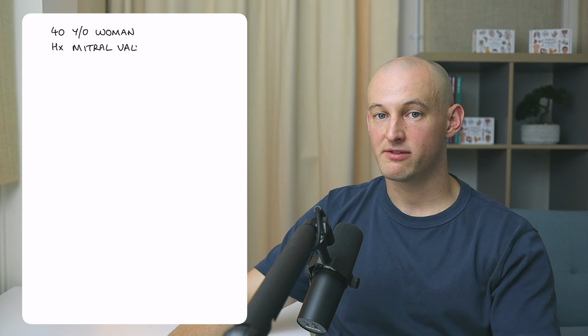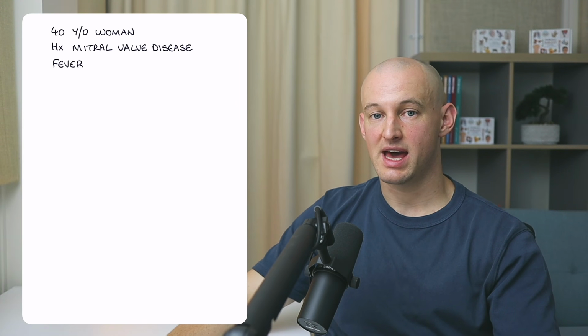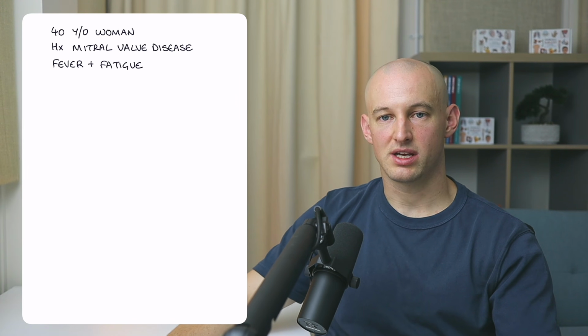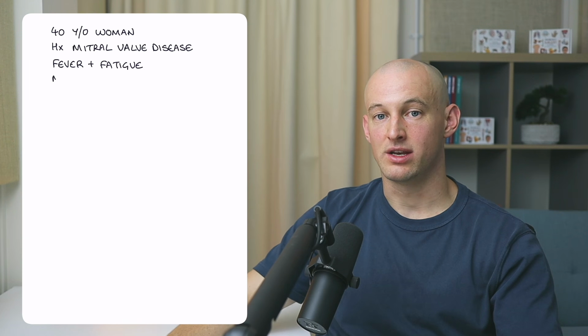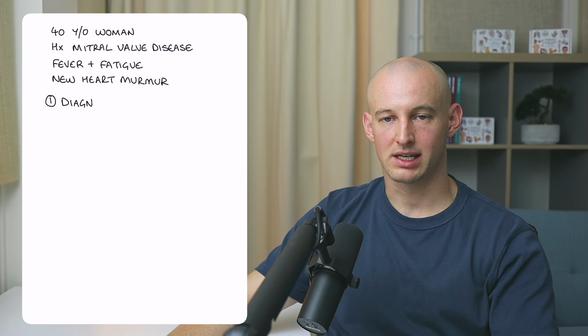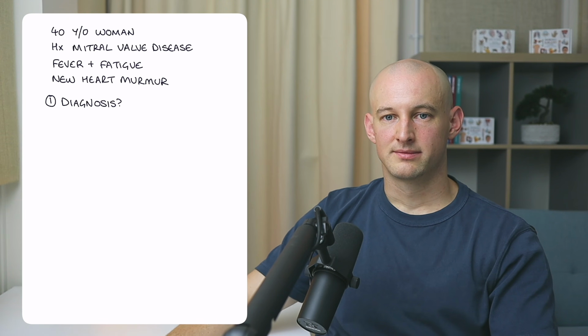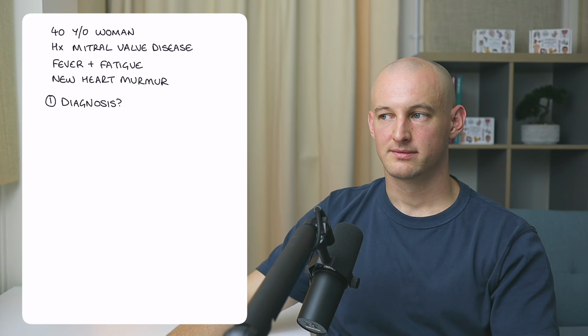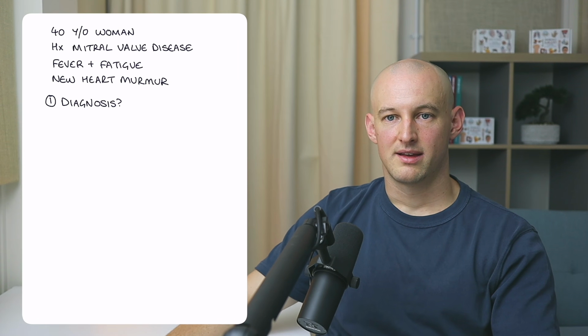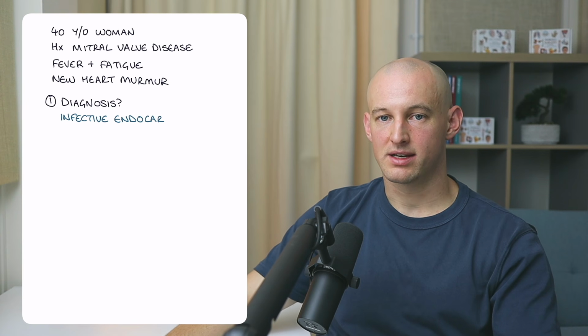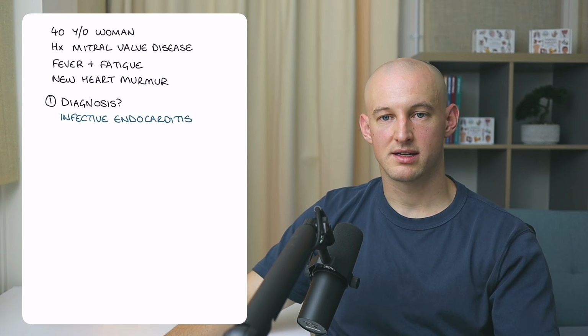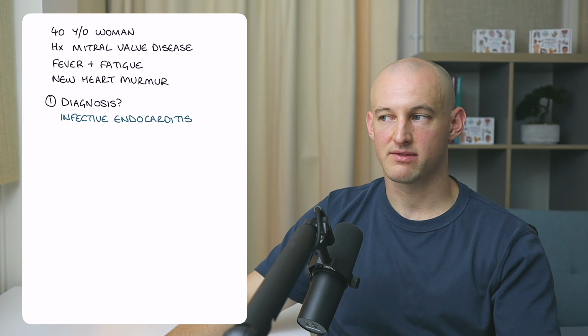A 40-year-old woman with a history of mitral valve disease presents with a fever and fatigue. Examination of her reveals a new heart murmur. Question 1. What's the suspected diagnosis? Infective endocarditis, which is infection of the heart endothelium, or the inner surface of the heart, often affecting the valves.